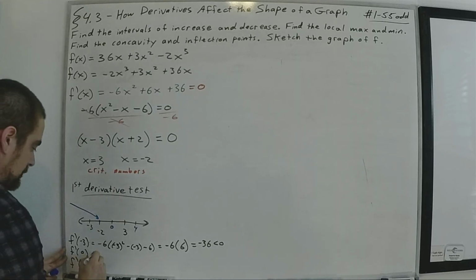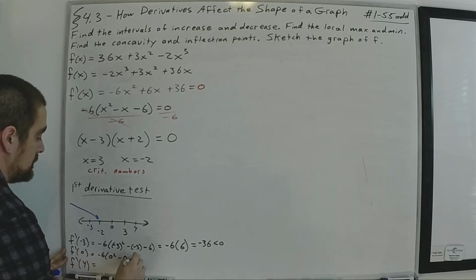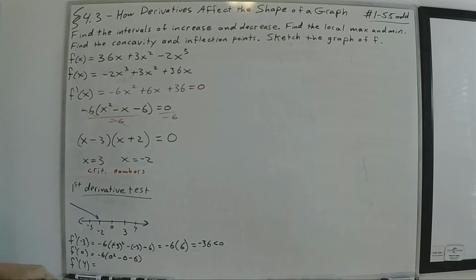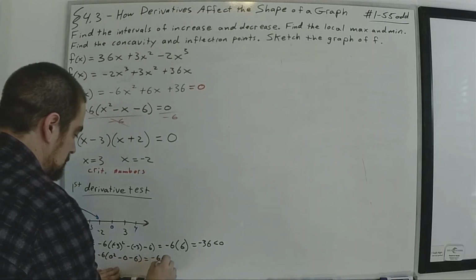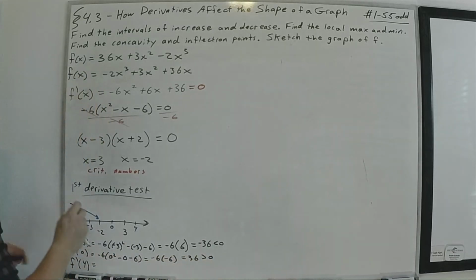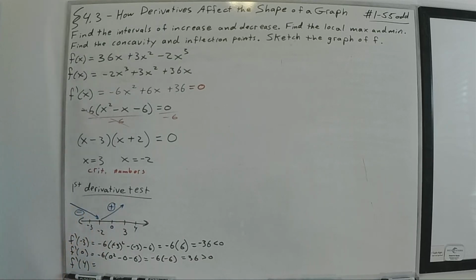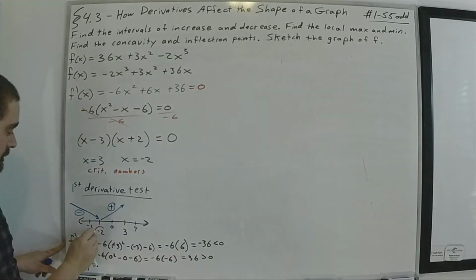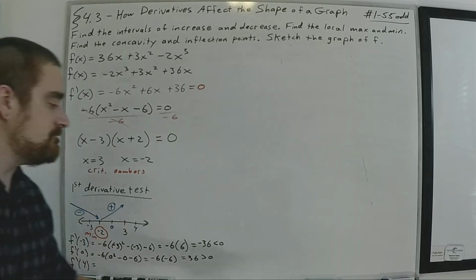Then we'll plug in 0: negative 6 times 0 squared minus 0 minus 6. Again, I'm doing the factored version. So this will give me negative 6 times negative 6, which is positive 36. Again, positive means I am increasing. So what that means is one of these critical numbers, in this case negative 2, has got to be a minimum value. Or that's where the minimum value must occur.